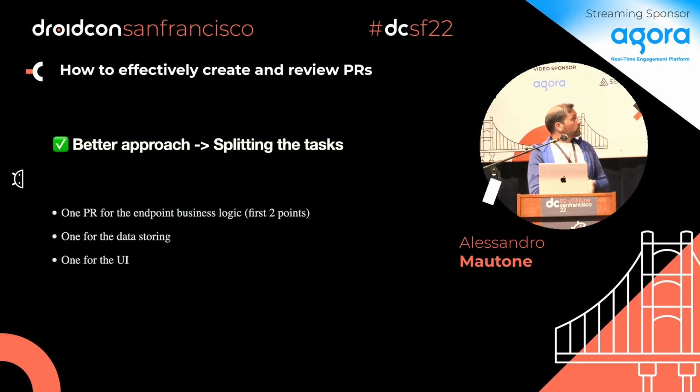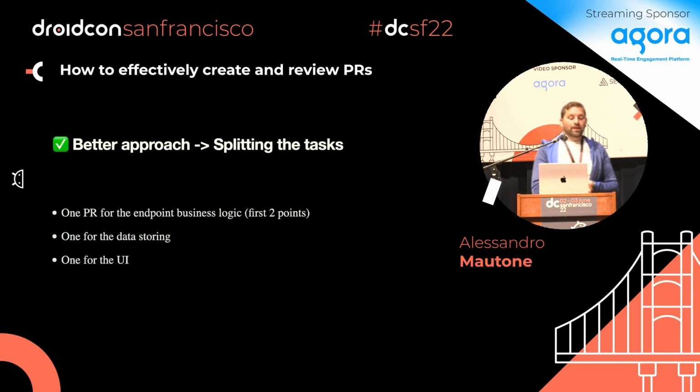A better approach would be opening a PR for the endpoint business logic. So in this case, we can group the first 2 points. We can also add the models for the backend and maybe the parsing logic. Usually, we can mention that there are models from the backend, and those are easy to review.